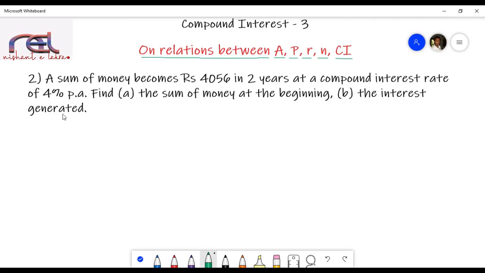Let's see the second question. A sum of money becomes rupees 4056 in 2 years at a compound interest rate of 4% per annum.